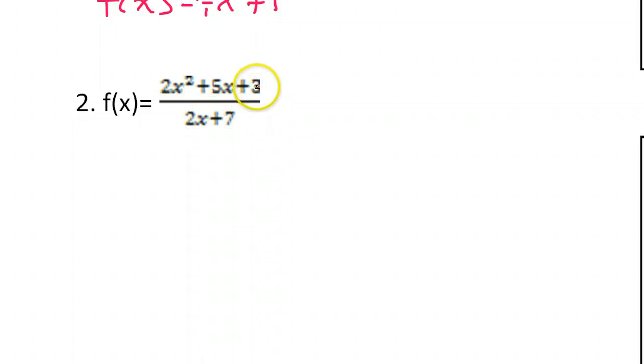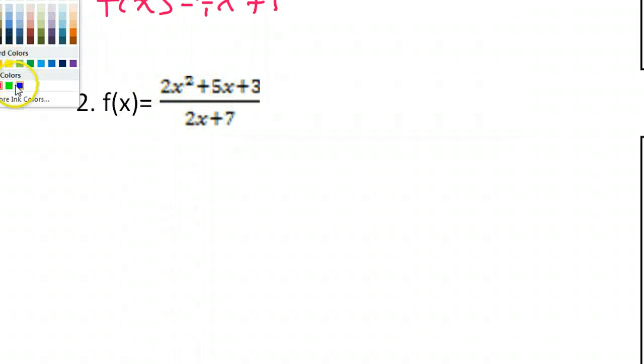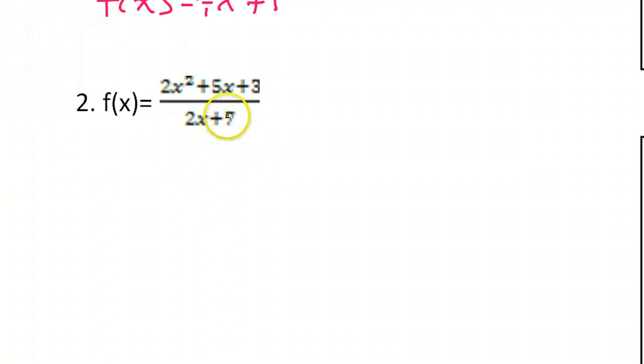Now, looking at the fact that I've got a 3 here, there's no way that this 3 is going to factor and give us 7. So there should be a remainder. So let's go ahead and try to find the slant asymptote, which you get by doing the division. Let's do long division and find the slant asymptote.